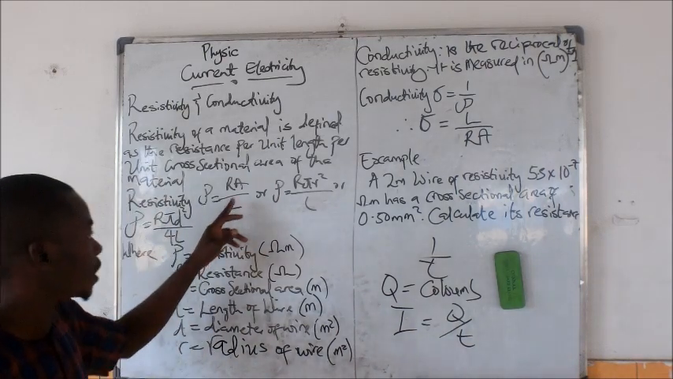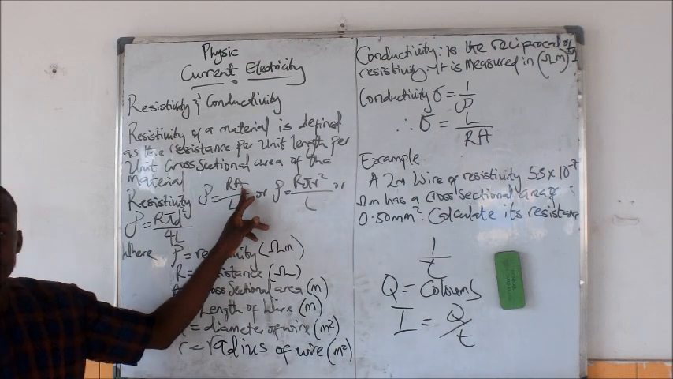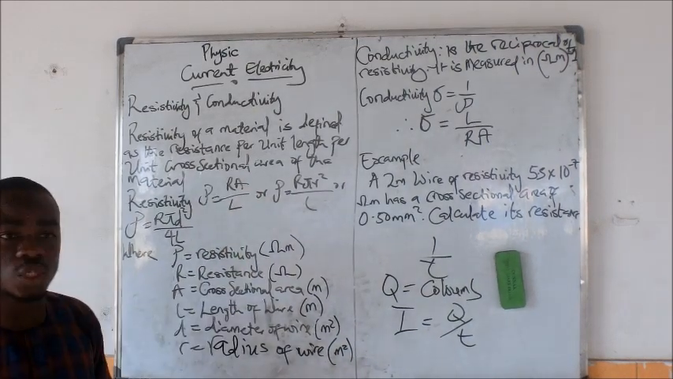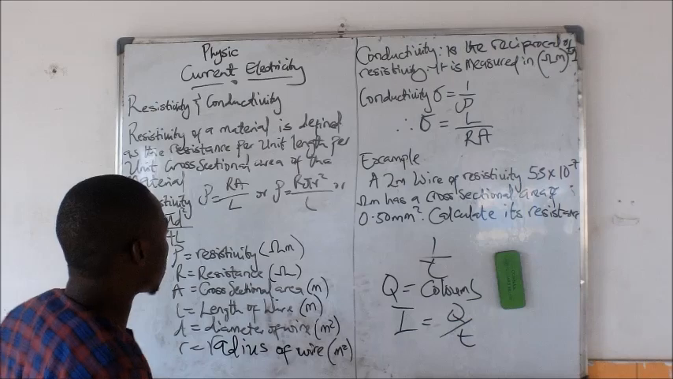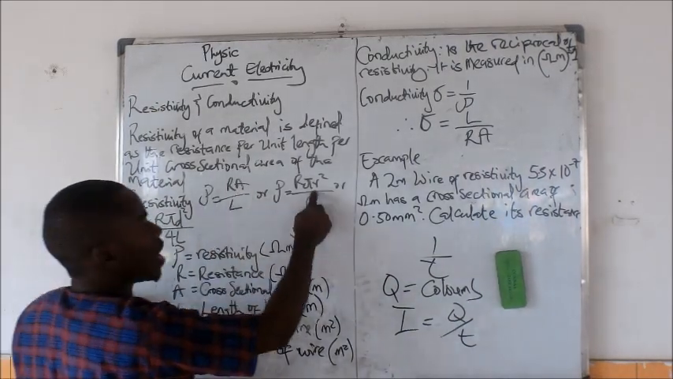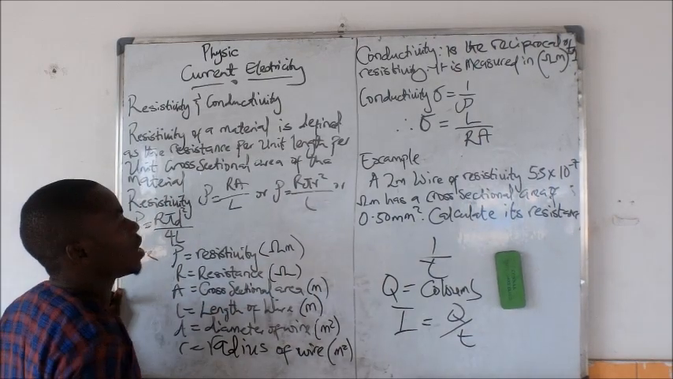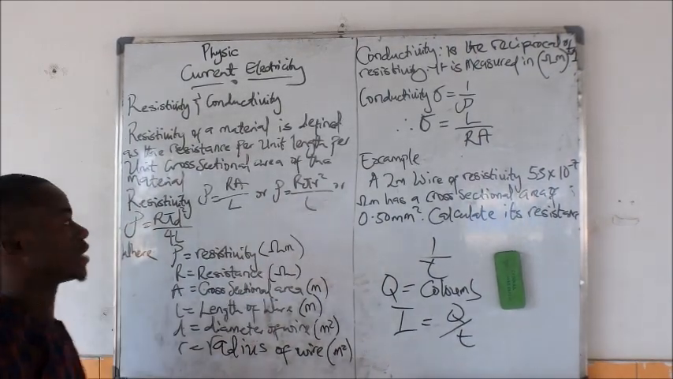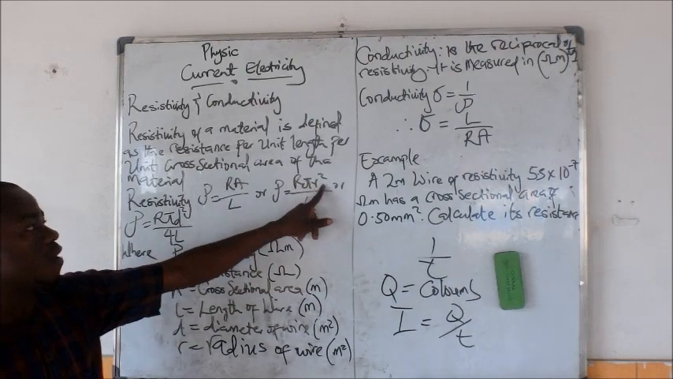But here we're taking the area to be a circle. The area of a circle is equal to what? Pi r squared. By the time you substitute for area, which is pi r squared, you have resistivity equals R pi r squared all over length. That is the resistivity of the material.